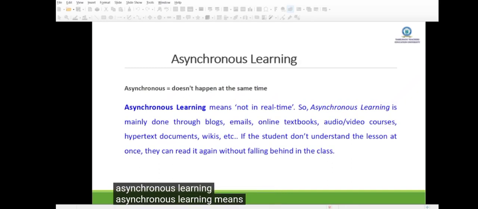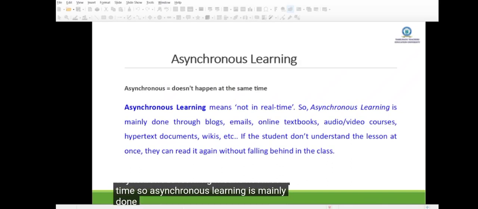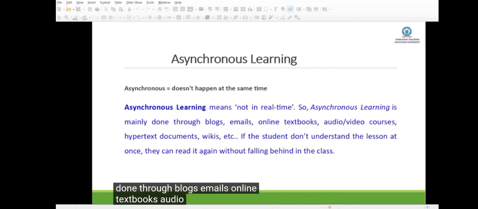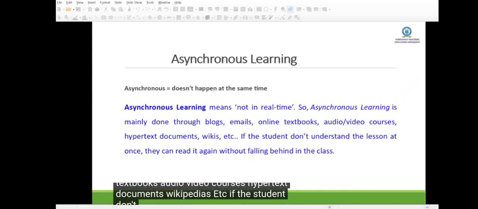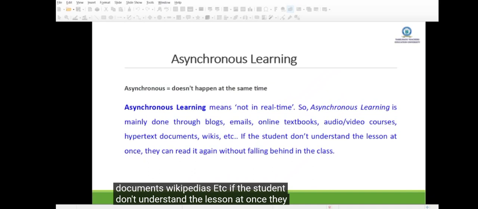Asynchronous learning means not in real time. Asynchronous learning is mainly done through blogs, emails, online textbooks, audio-video courses, hypertext documents, Wikipedias, etc. If the student doesn't understand the lesson at once, they can read it again without falling behind in the class. On the whole, asynchronous means it does not happen at the same time.